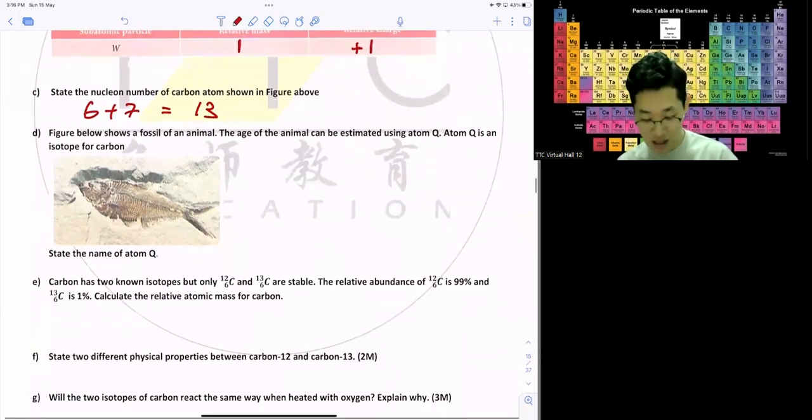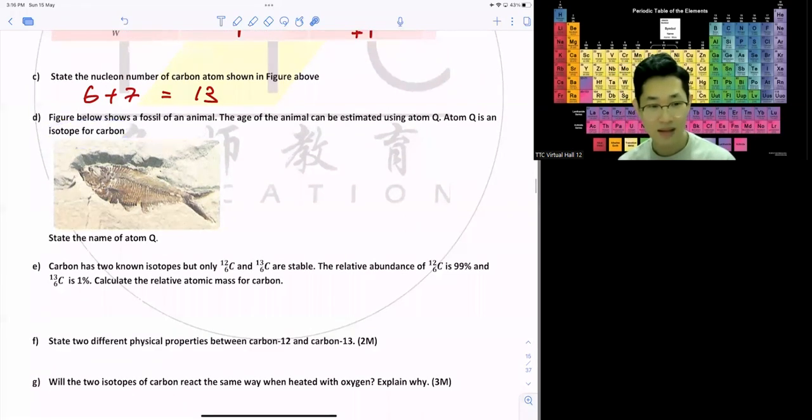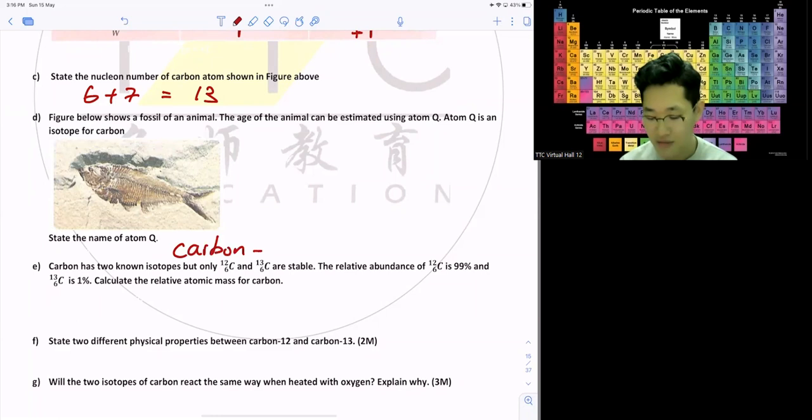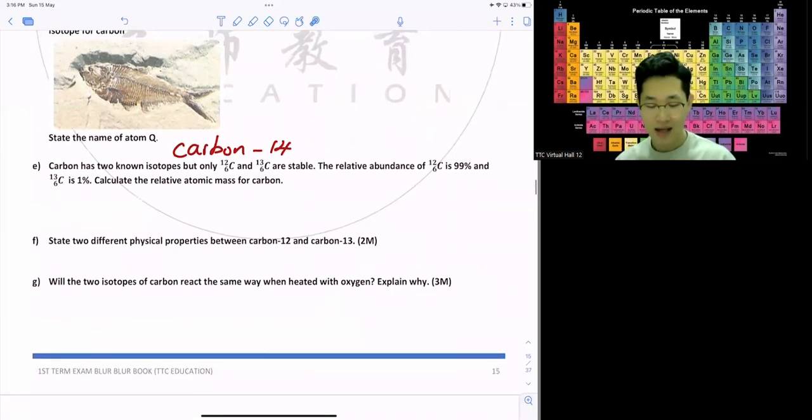Easy. What is this? A salted fish or a fossil? The fossil can be estimated using Q, an isotope of carbon. State the name of carbon atom Q. Which isotope can be used to estimate the age of fossil? Very good. Carbon 14. For those who do know, never mind. Maybe we'll do this in the class this week. What I want to do is actually this question. In first term exam, it's like a confirm come out question, unless your teacher very lazy.